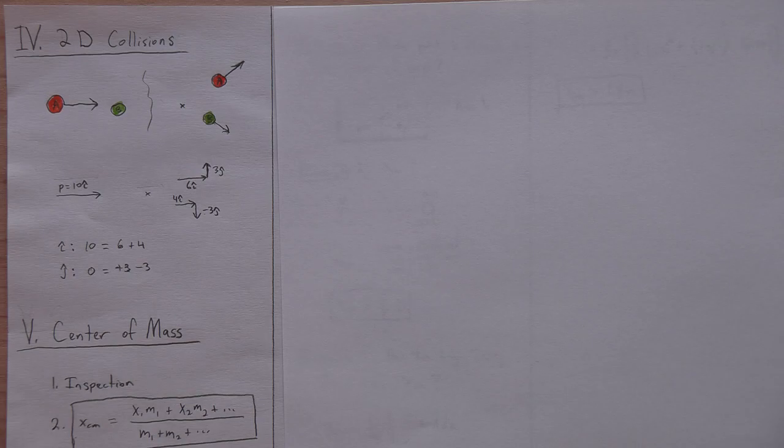If such a collision comes up on the AP, you'll have the main idea refreshed, and maybe you'll be able to work out the details. So let's suppose we have object A coming in with 10 units of momentum, and this object is stationary. So this is like maybe two spheres in outer space, and they crash together.